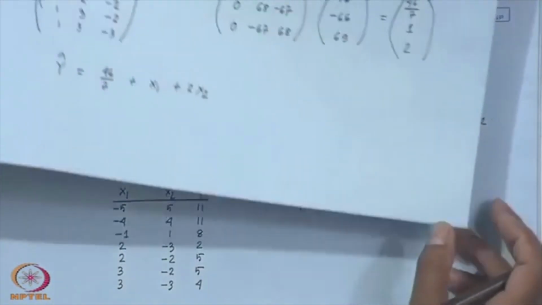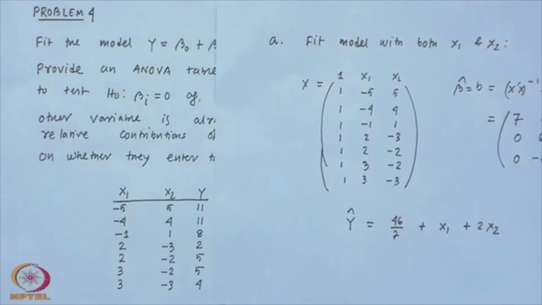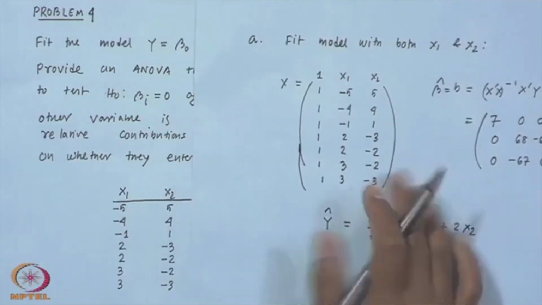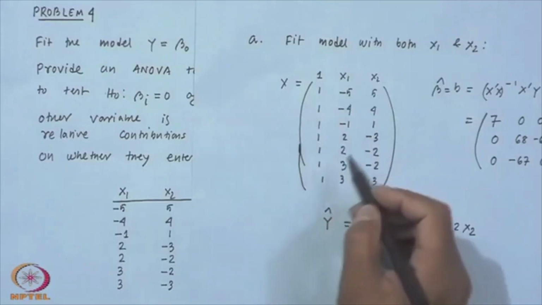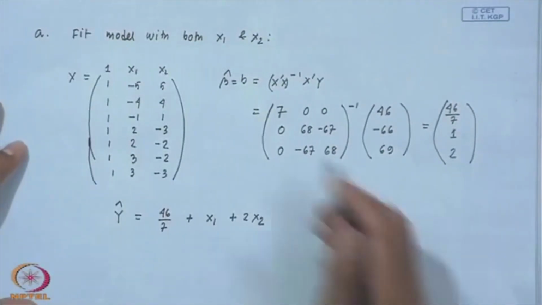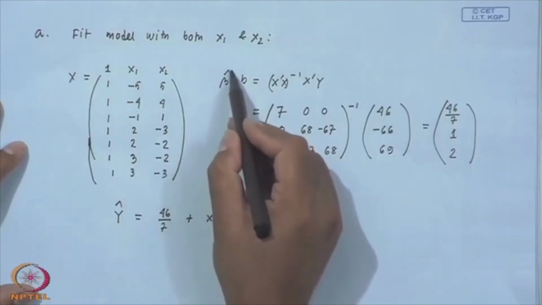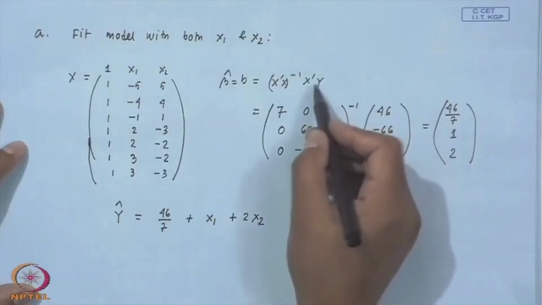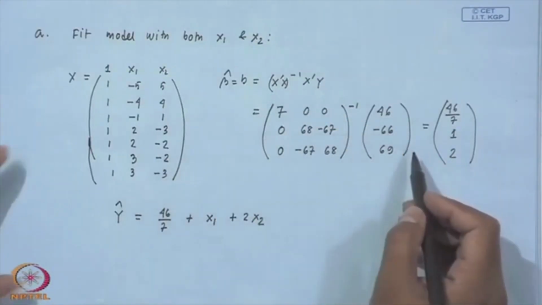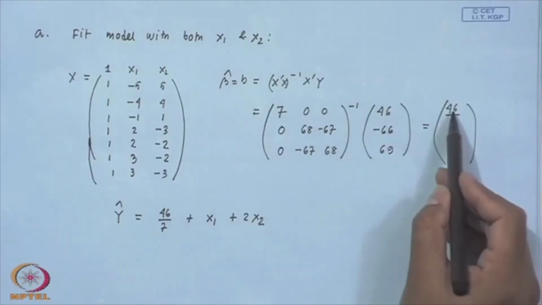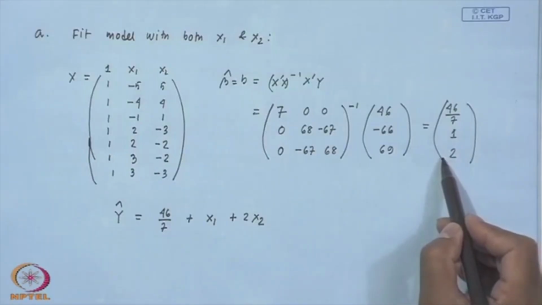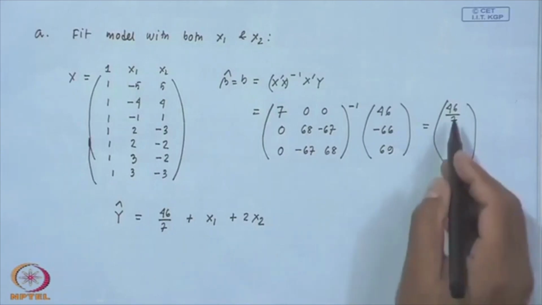So, what I will do is, first we will write down the X matrix. The X matrix corresponds to x naught, which is all 1s, and then x1 and x2. Once you have the X matrix, you know that the estimated beta hat is equal to (X prime X) inverse X prime y. You are given y, you know X, you can compute and check that beta naught is equal to 46 by 7, beta 1 is equal to 1 and beta 2 is equal to 2.